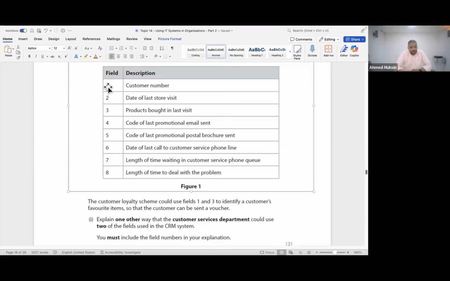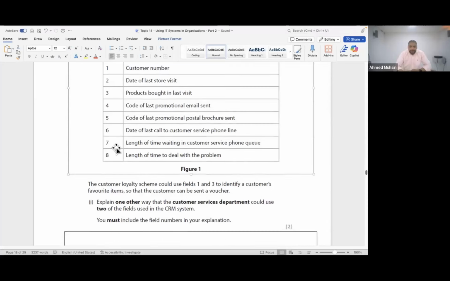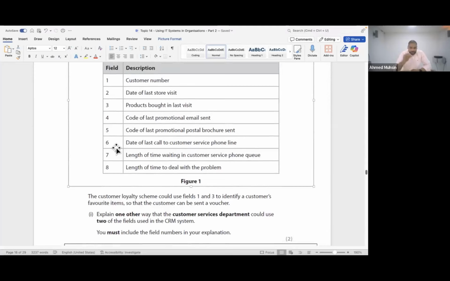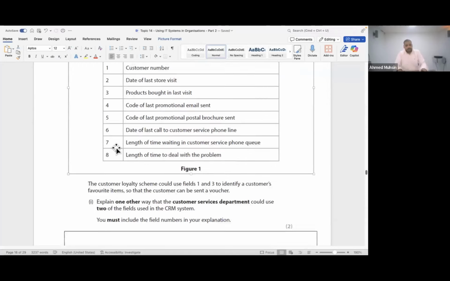They can use fields number 1 and 6 to identify when was the last time the customer called their service hotline. And based on that, send them a message to rate the performance of their service phone line. Okay? So everybody should talk about this.